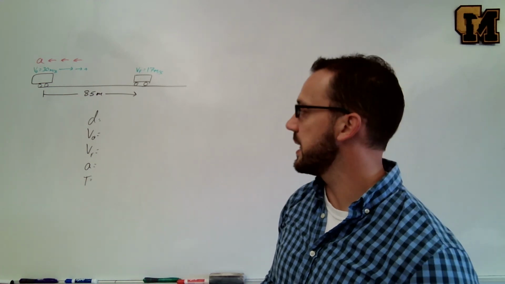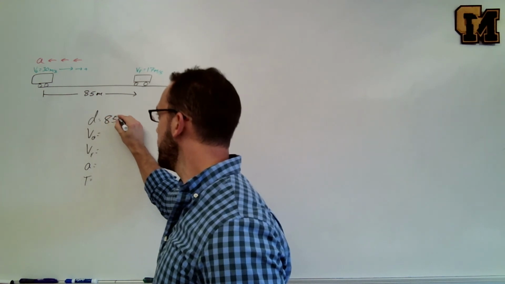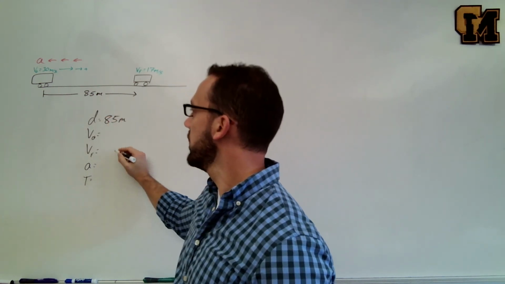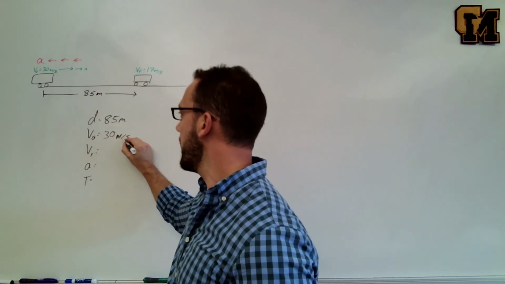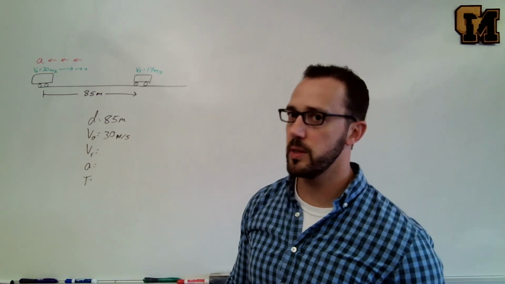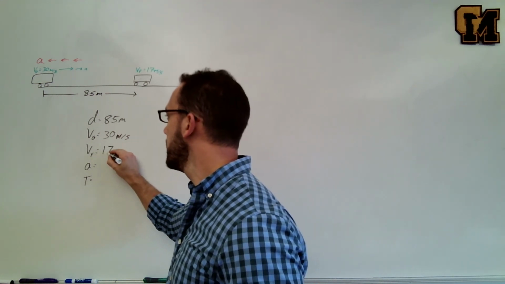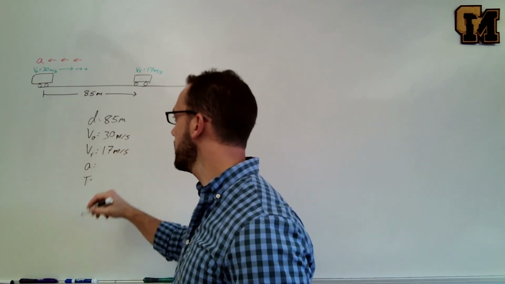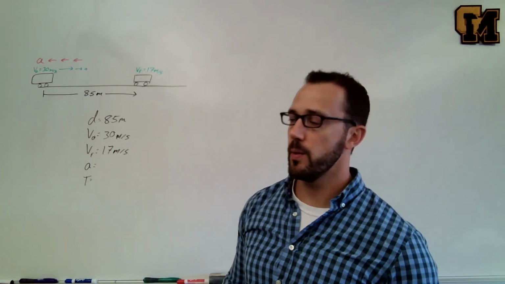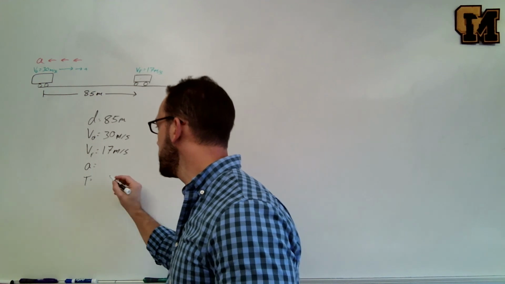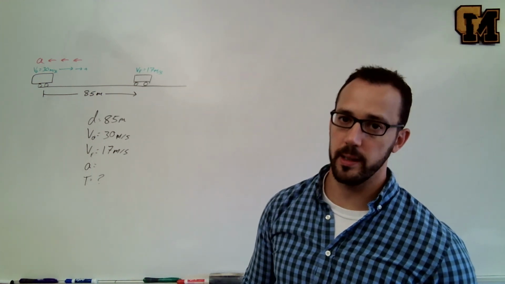We're going to pull some numbers out of the problem. We know that your car is going to travel 85 meters. The initial speed that we had when we started our slowdown process was 30 meters per second. Our final velocity when we're done slowing down is 17 meters per second. We do not know what the acceleration is, so we're not going to write anything down. And the question is asking, how long does this take? So time is what we want.